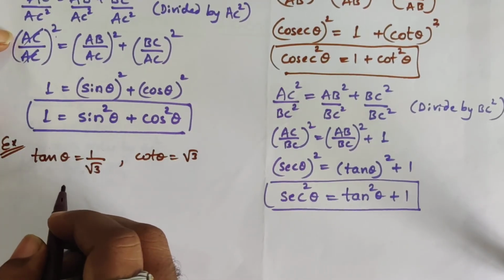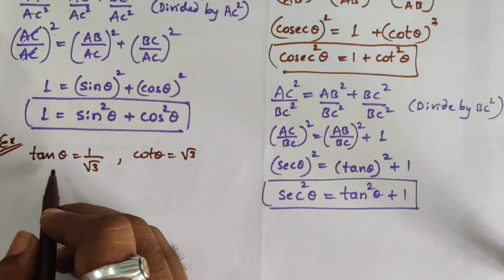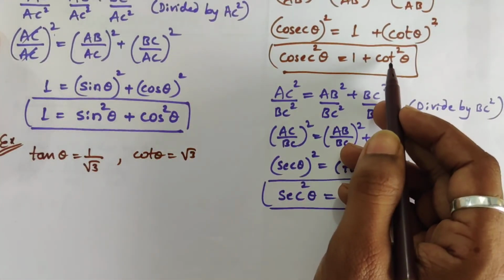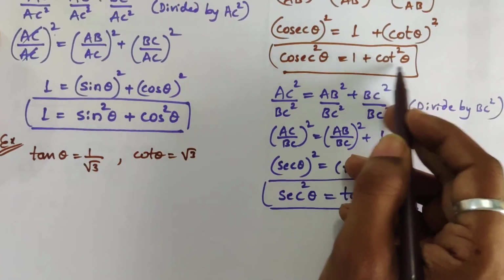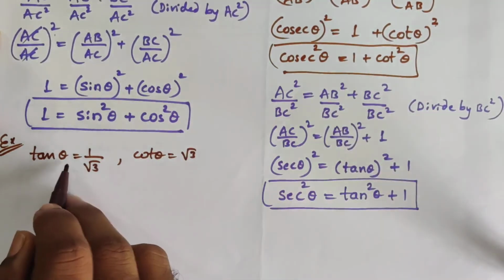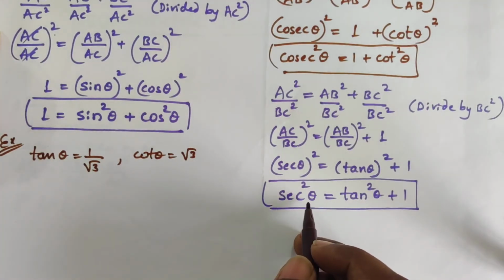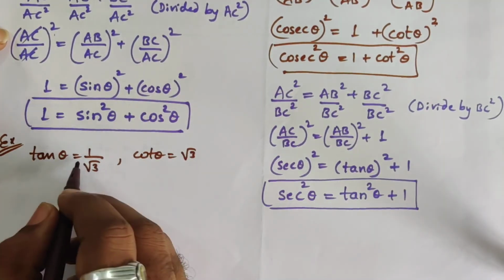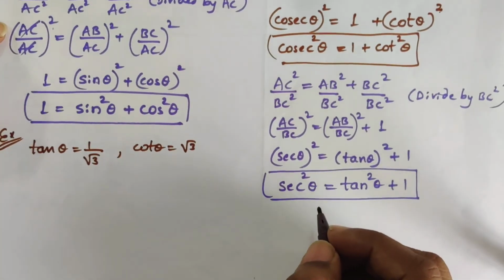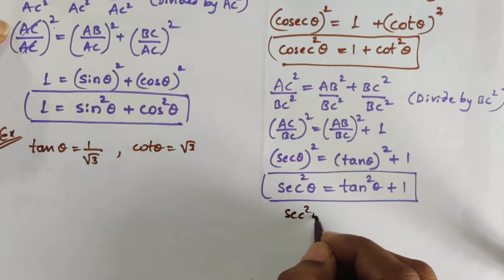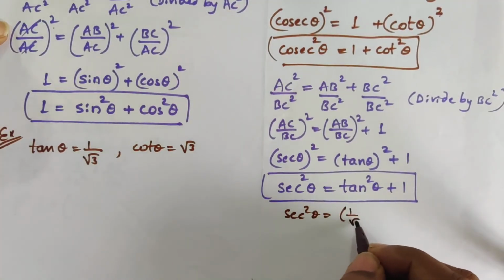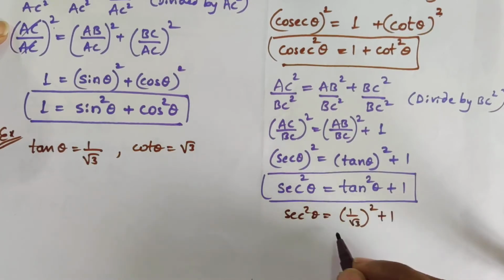So now we have other relations also. Suppose you know tan and cot: if in place of cot you put the cot value, you will get cosec square. If in place of tan you put the tan value, you will get secant square. So suppose I know tan theta, I will use this relation now. Secant square equals tan value, 1 by root 3, whole square plus 1.